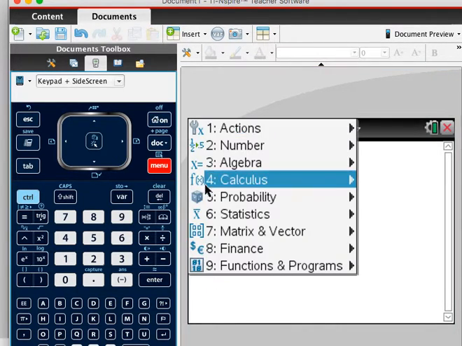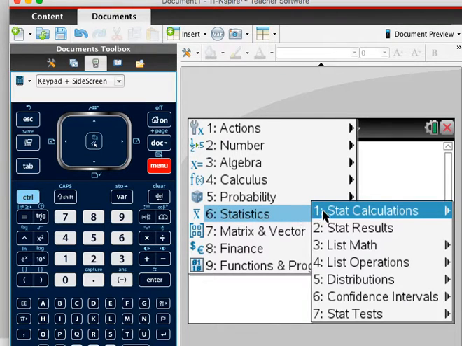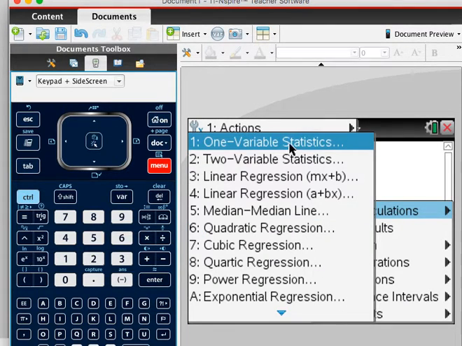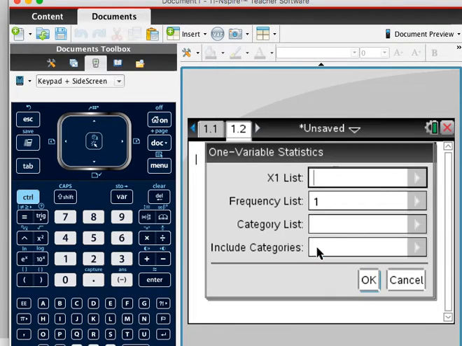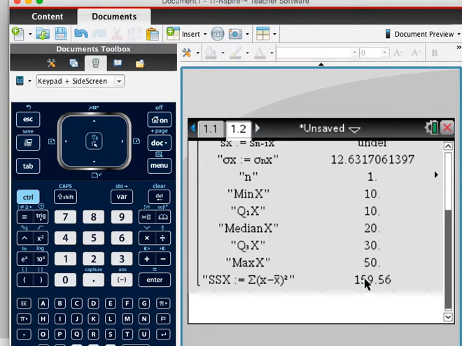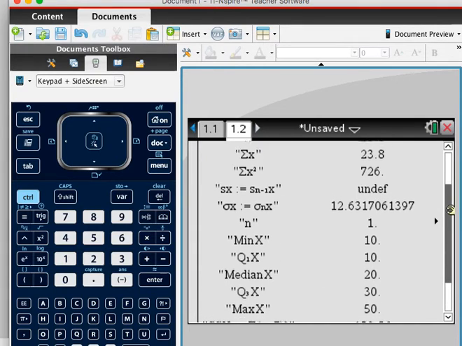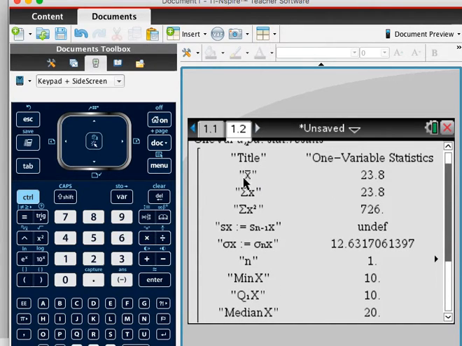We're going to do menu, statistics, stat calculations, one variable stats. Keep it at one list. The X1 list is A. We have to change the frequency list to the probability, so PA. Hit OK. All right, so our average is 23.8, and our standard deviation right here is 12.63.